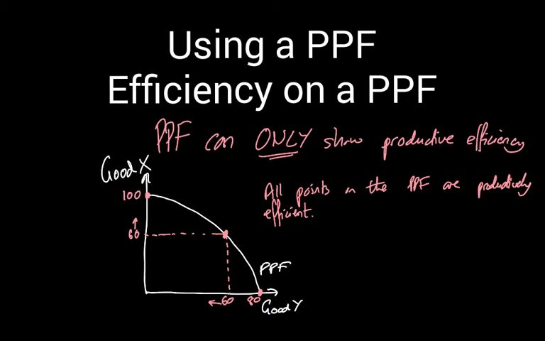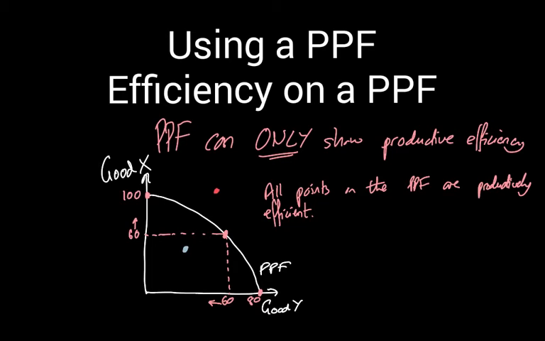That's the first thing to say. So what we need to think about now are points which are not on the PPF. Basically there we've got two options. Option one is it's somewhere inside the PPF, like that blue dot there. Option two is it's somewhere outside the PPF, as in that red dot there. So we need to consider each of those points separately. We'll start by considering the point inside.